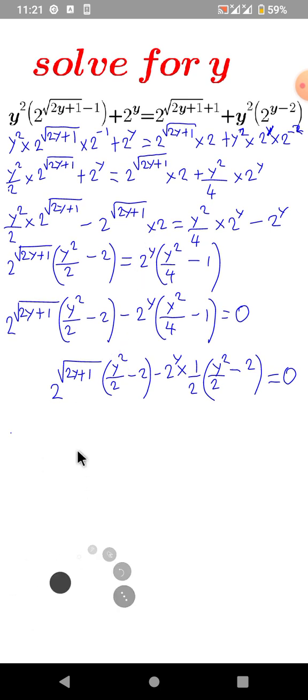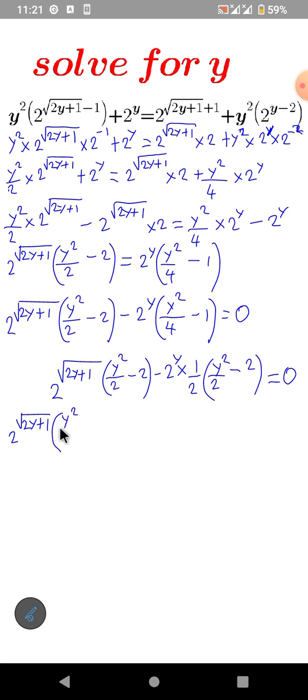So we say from here now, I can say that this is 2 raised to the power of the square root of 2y plus 1, open bracket, y square all over 2 minus 2, close my bracket. Then now this will become 2 minus 2 raised to the power of y all over 2, open bracket, y square all over 2 minus 2, all equal to 0.